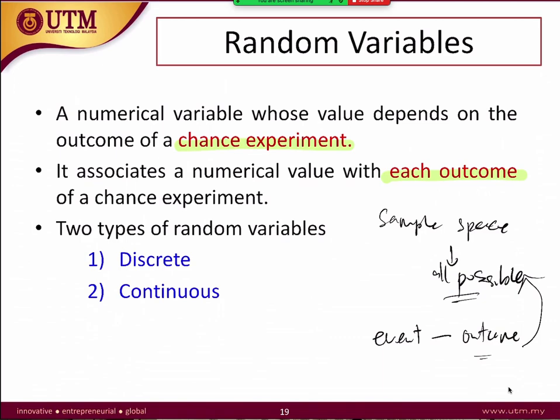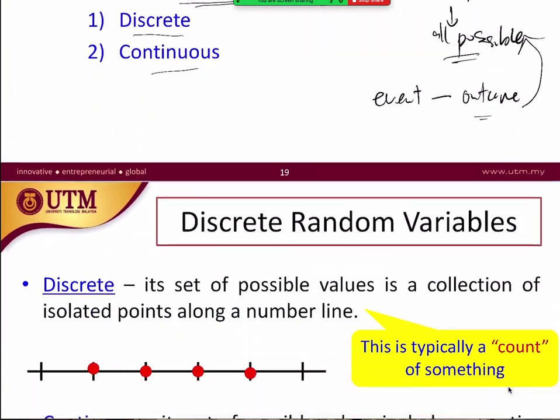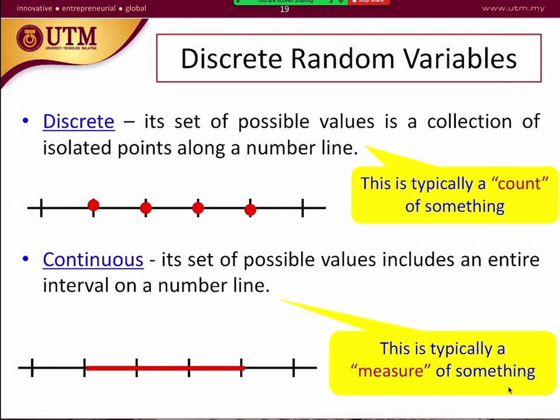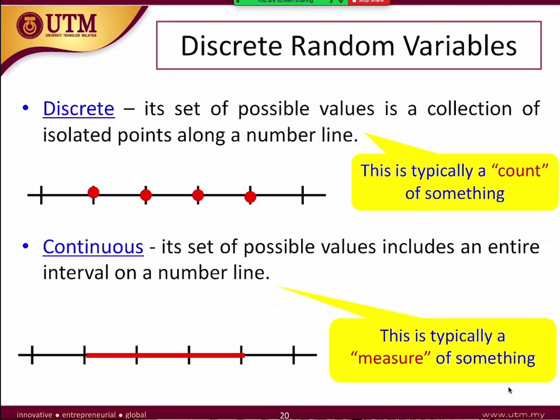So there are two types of random variables. I think we have also discussed this in chapter 1 or chapter 2. We have discrete and continuous. Even for probability, these two different random variables are represented by different probability outcomes. So again, this is just a simple revision of chapter 2.